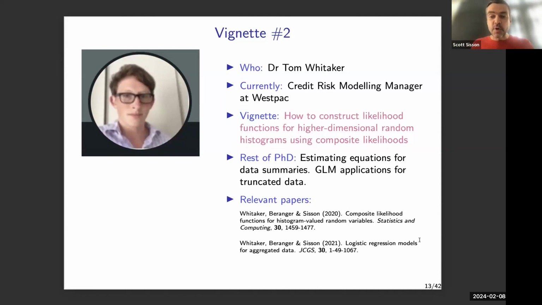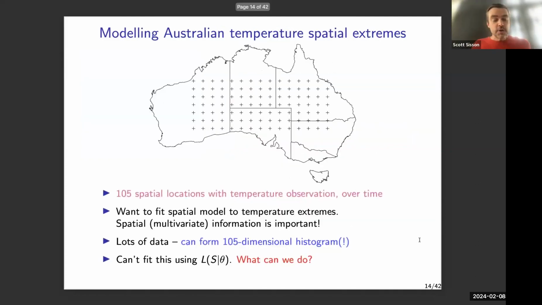How did Tom approach this? Well, he used ideas from composite likelihoods. So here's an environmental example. We've got a lot of recording stations over Australia. There are 105 of them, and we're recording temperature. At each of these locations, at every time point, we have an observation, and we want to fit a spatial extremes model. We're interested in extreme temperatures.